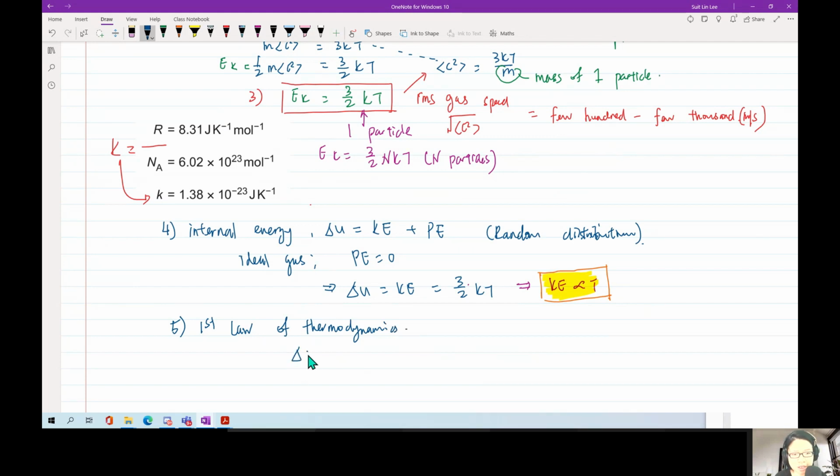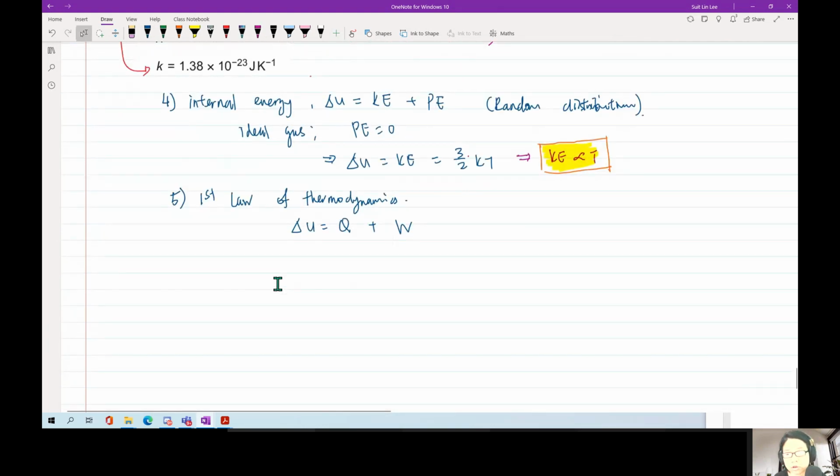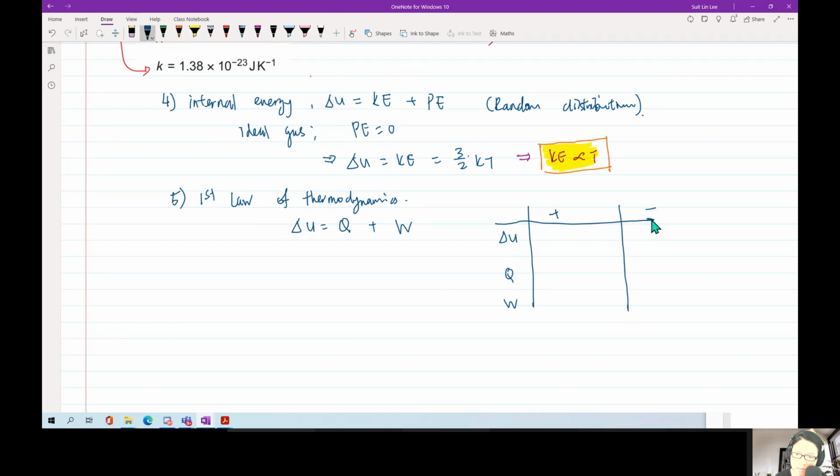The change in internal energy is equal to heat added plus work done on or by the gas. In order to use the equation, you have to know the sign convention. Let's go through the sign convention and see if we have our head on straight. I'll start with delta U first. Delta U, Q, and W can be positive, can be negative.